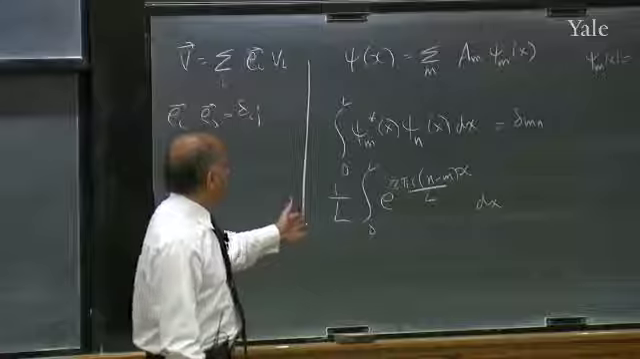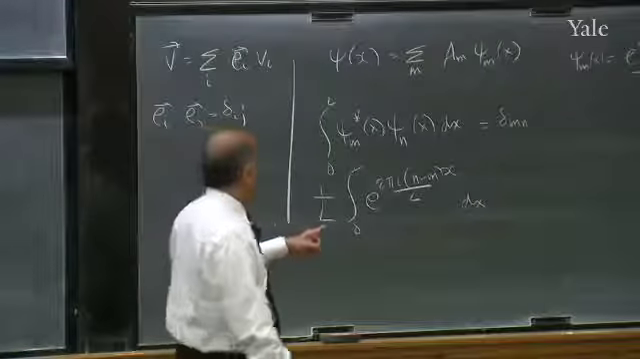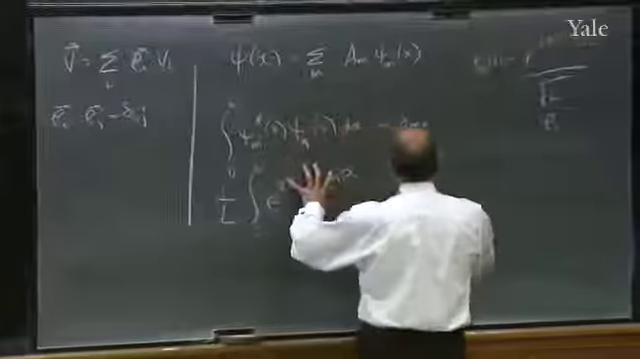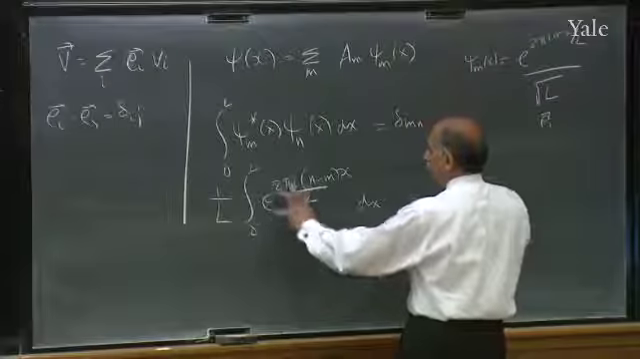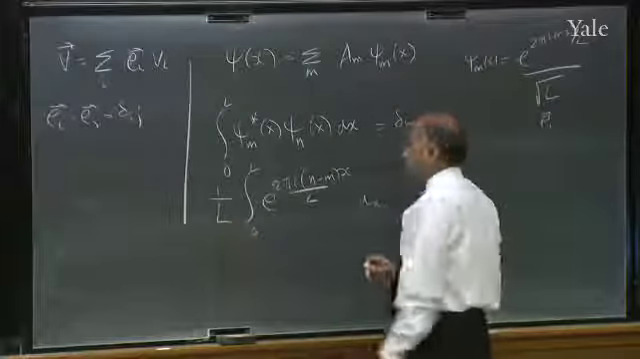So I'm saying, what is the integral going to be? If n is equal to m, you can see that in your head. This is e to the 0. That is just 1. Integral of dx is L. That cancels the L. You get 1.